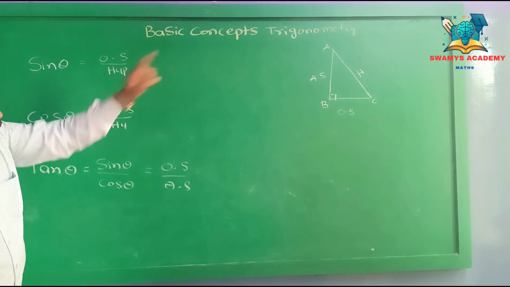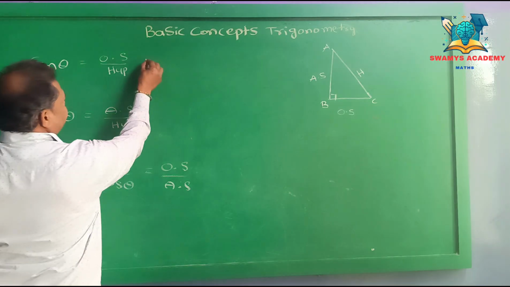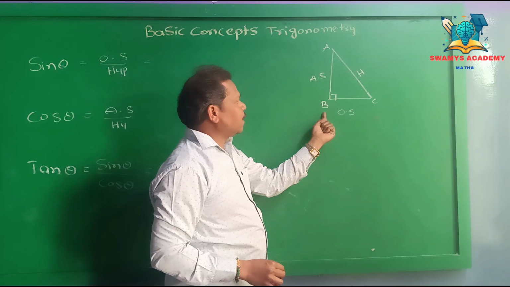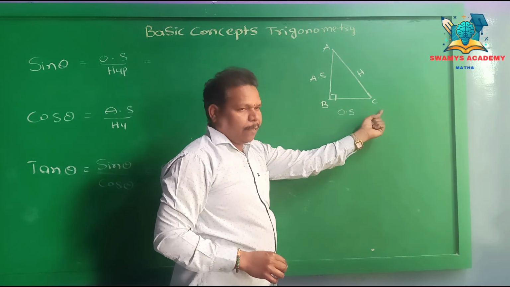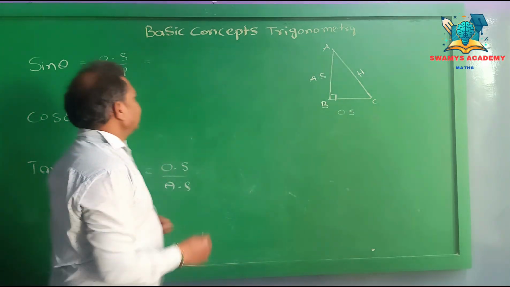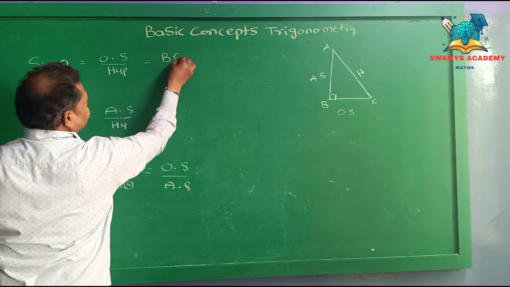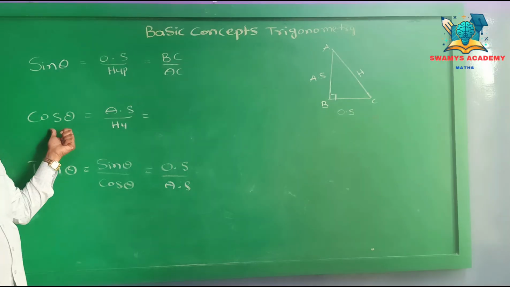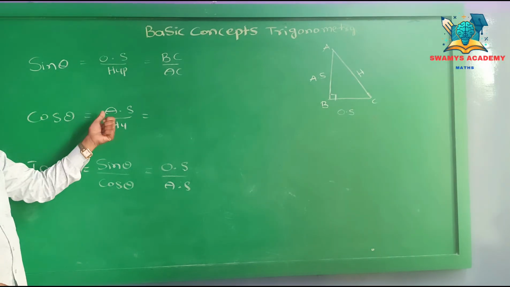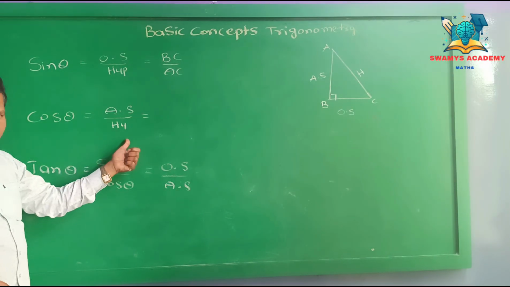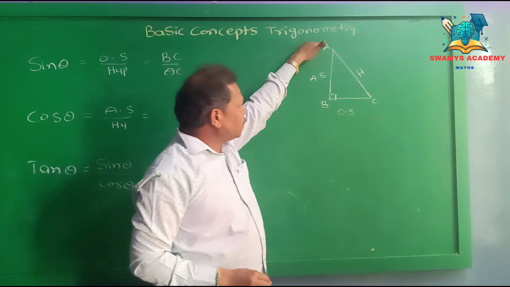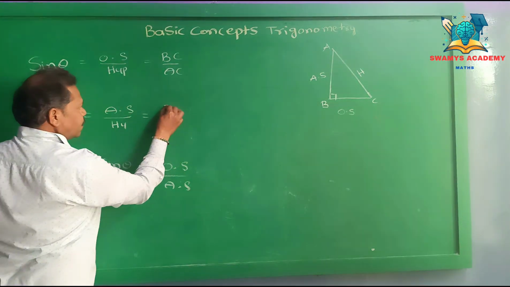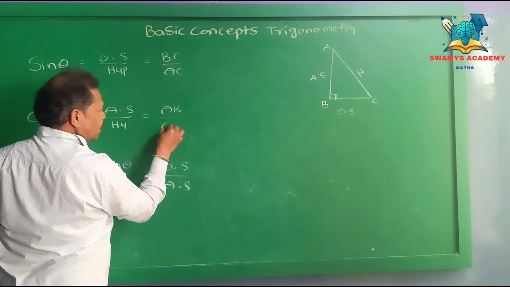If we consider angle A, then for sin theta, the opposite side is BC and the hypotenuse is AC, so we get BC by AC. In the same way, cos theta with respect to angle A is adjacent side by hypotenuse. The adjacent side is AB and the hypotenuse is AC, so we get AB by AC.